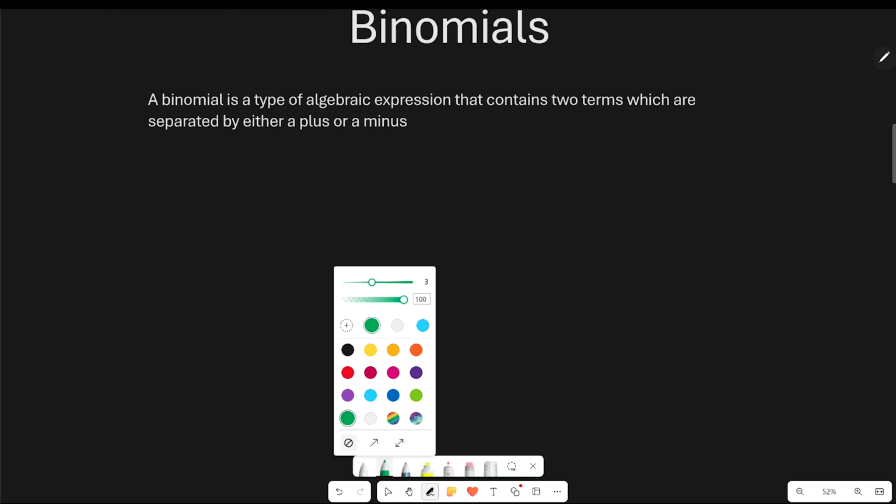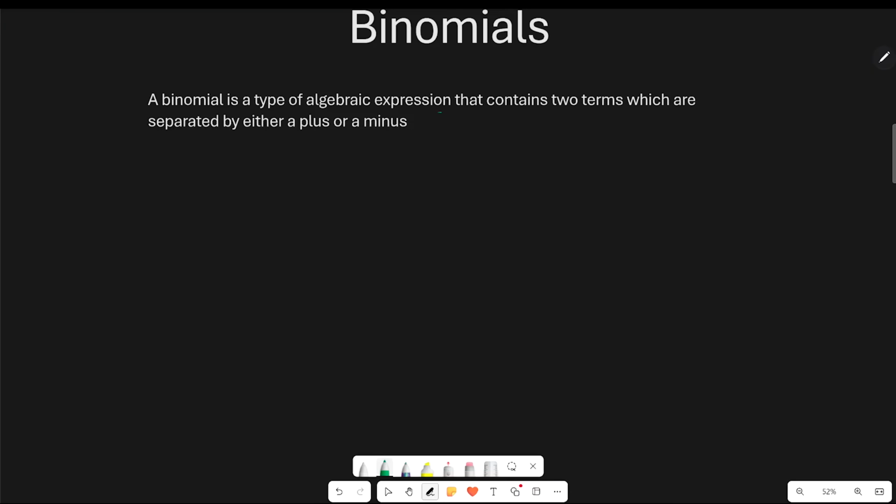So, a binomial is a type of algebraic expression that contains two terms which are separated by either a plus or a minus. So, the general form of this is a plus b or a minus b. And in this case, a and b can be constants, variables, or expressions. Now let me show you some examples of binomials.